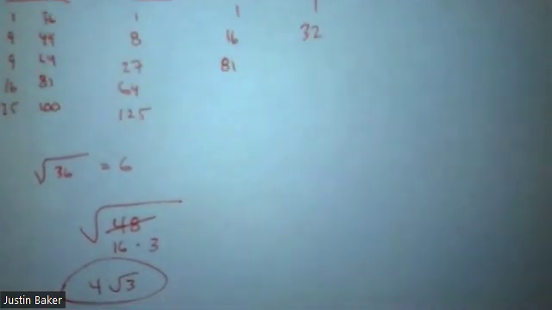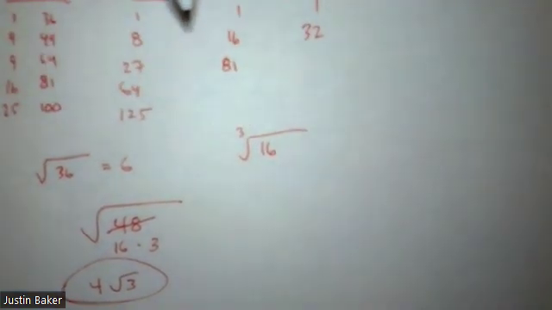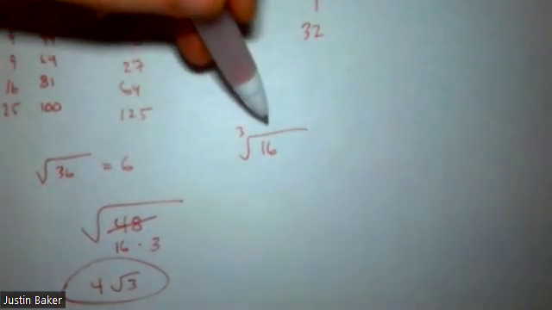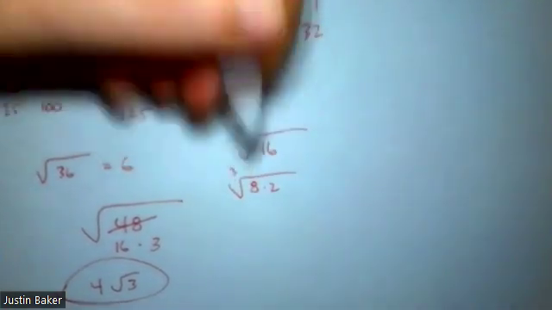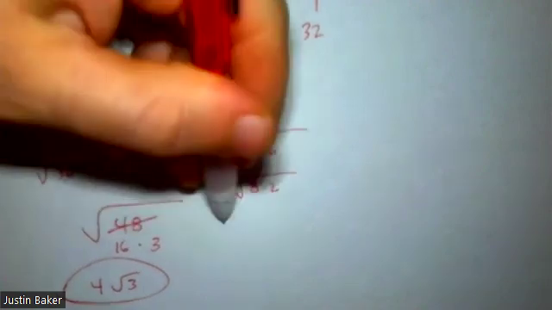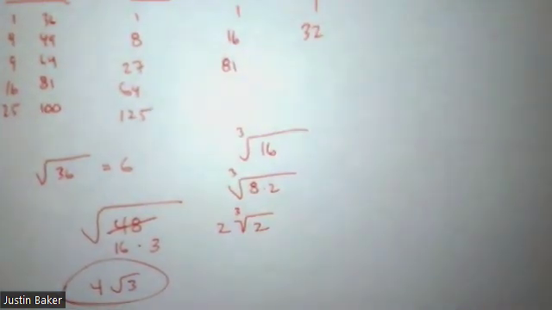If you had the cube root of 16 and you were trying to simplify that, hopefully you'd see that it's really 8 times 2, and the cube root of 8 is 2. So that's 2 cube root of 2. And you could play that game with all sorts of numbers here.